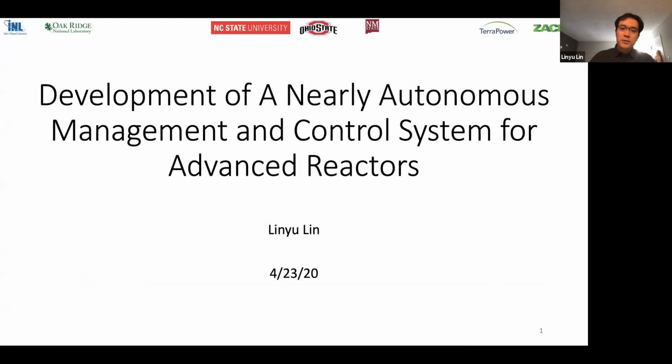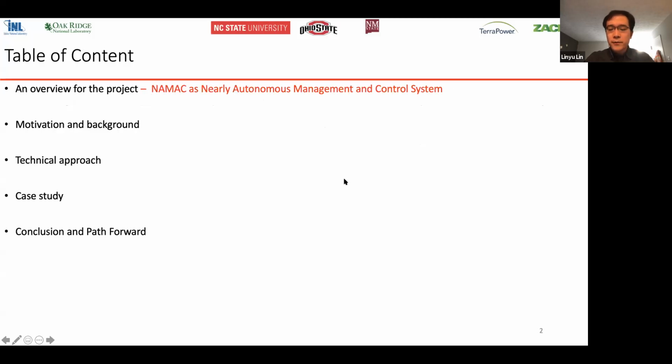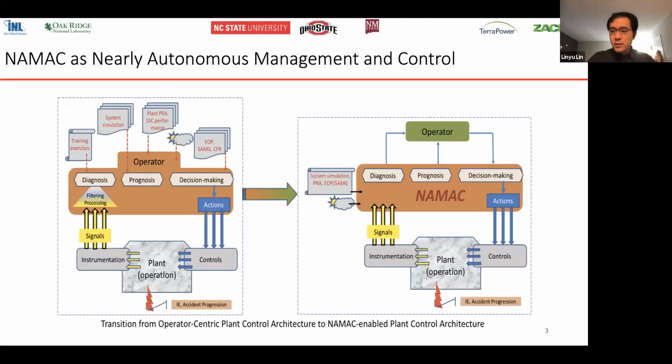And today I'm going to talk about one of our projects. It's called Development of a Nearly Autonomous Management and Control System for Advanced Reactors. Okay. So first of all, we will have an overview, and I just want to emphasize again that you will hear NAMAC a lot in the later slides, and NAMAC is an abbreviation for Nearly Autonomous Management and Control System. Okay, and so NAMAC is an autonomous control system that transfers from operator-centric plant control to a NAMAC-enabled plant control system. So the whole idea is to replace some work done by operators with NAMAC. We will come back to this picture later.